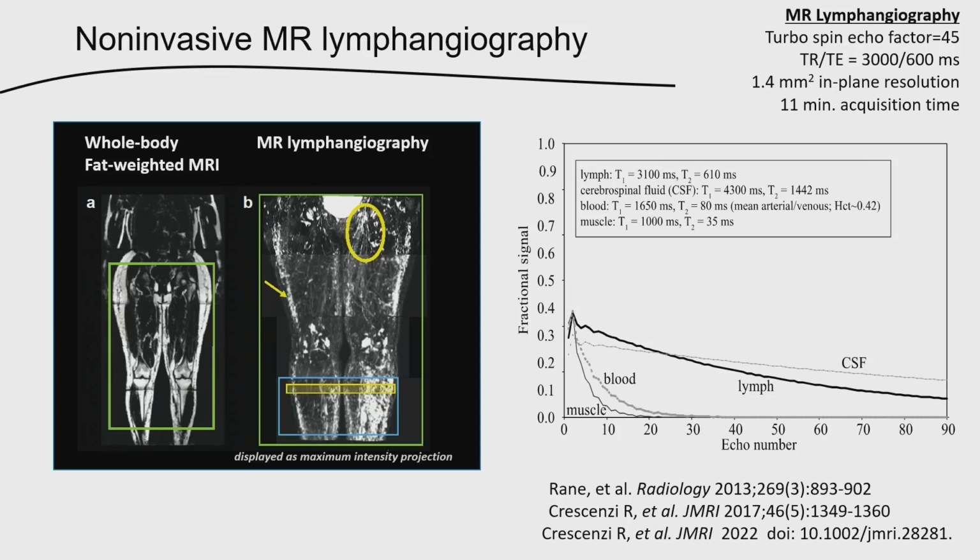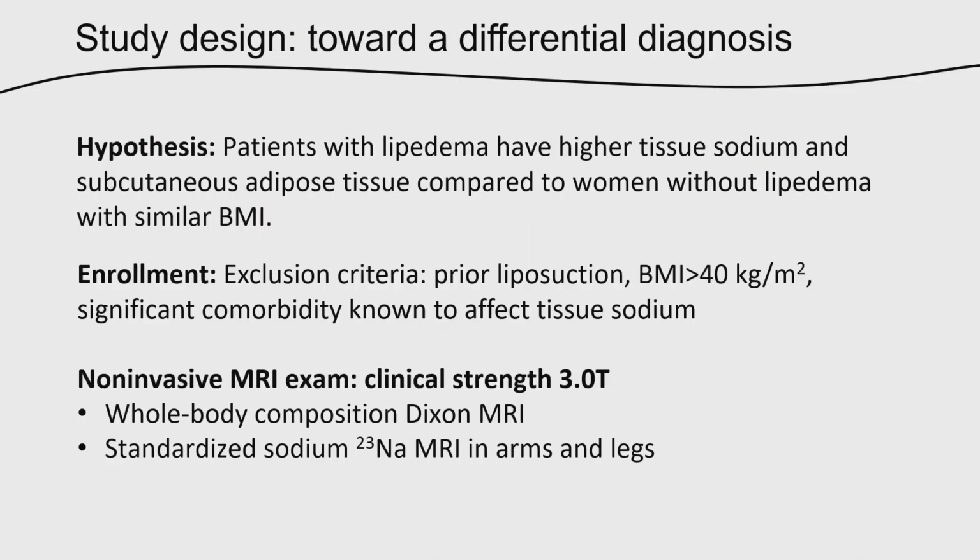We also see non-specific imaging in the synovial fluid and in the bladder. That's just typical of a fluid-weighted technique. You can read more about those methods if you're interested. So now, how do we apply these and how might it help us understand and differentiate lipedema?